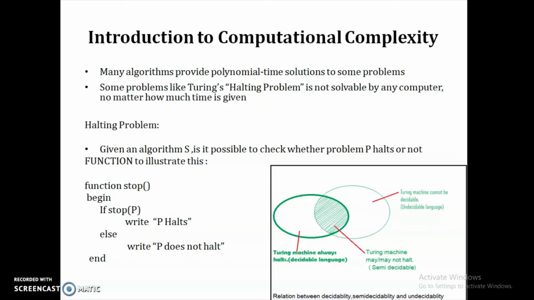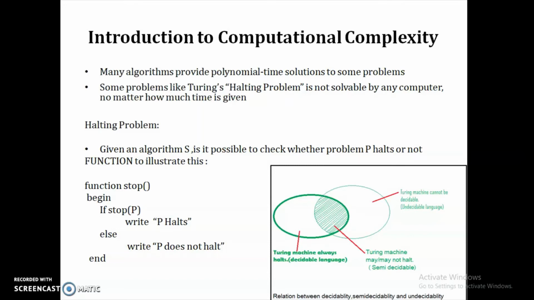So space complexity will deal with the resources required to save the programs and to save the data record for the program. But in the case of computational complexity, it deals with the running time. So how much time it is taking to compute and find the solution for the problem is given by computational complexity. Some of the algorithms will provide polynomial time solutions to solve problems, but some of the problems, like the Turing machine's halting problem, are not solvable by any computer, no matter how much time it is given, right?